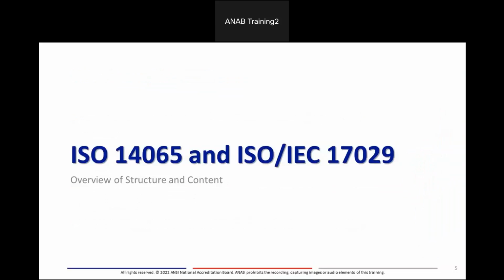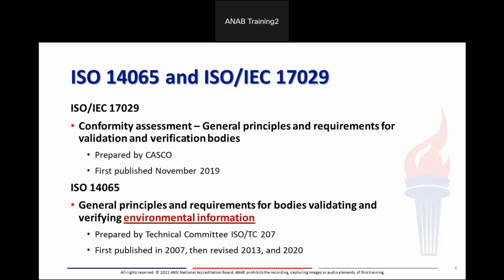ISO 14065 and ISO IEC 17029. Let's start with a brief introduction and an overview of the structure and content of these two documents. ISO IEC 17029 is titled Conformity Assessment, General Principles and Requirements for Validation and Verification Bodies. It was prepared by CASCO, the ISO Committee on Conformity Assessment, and it is the committee that has developed all of the 17,000 series of documents related to conformity assessment.